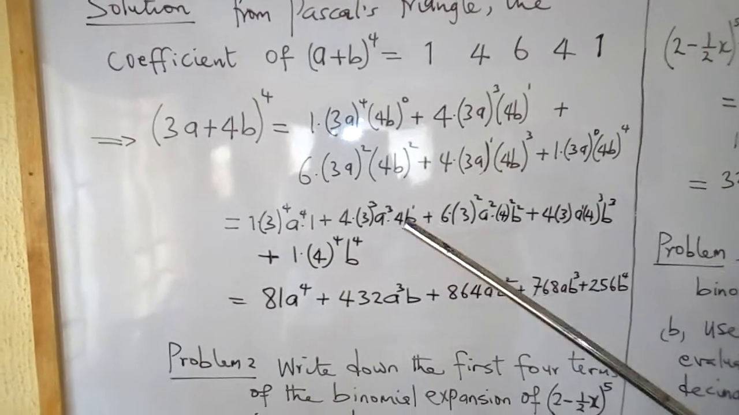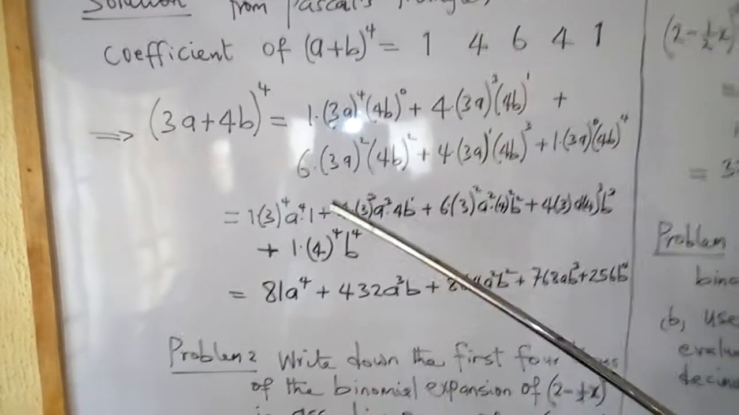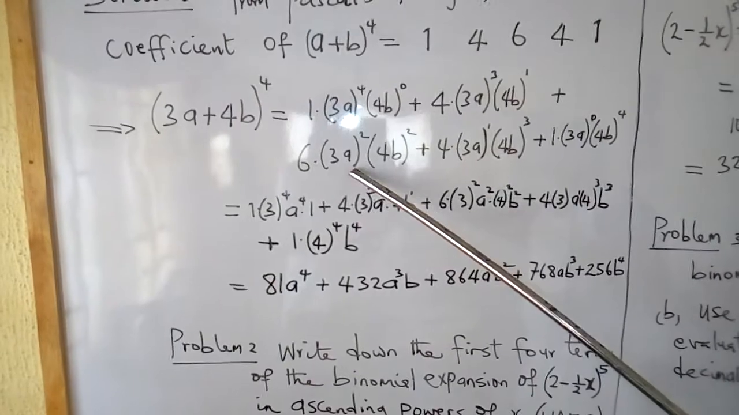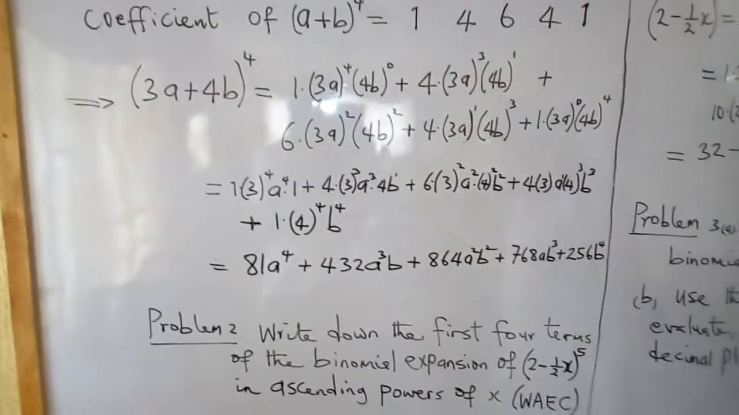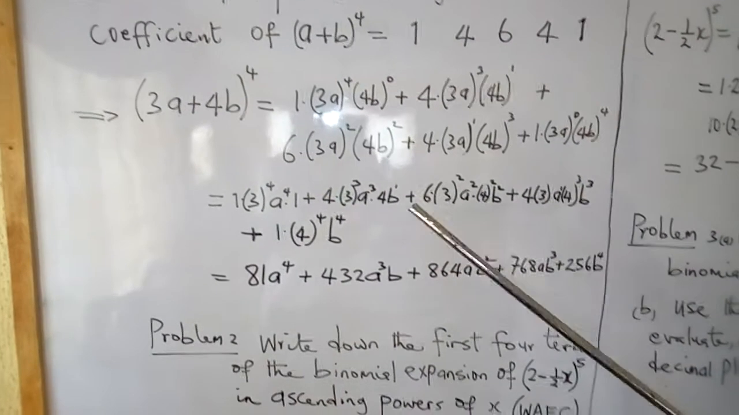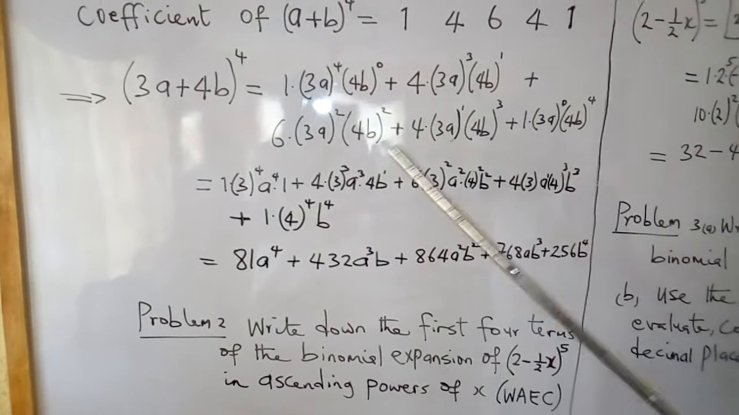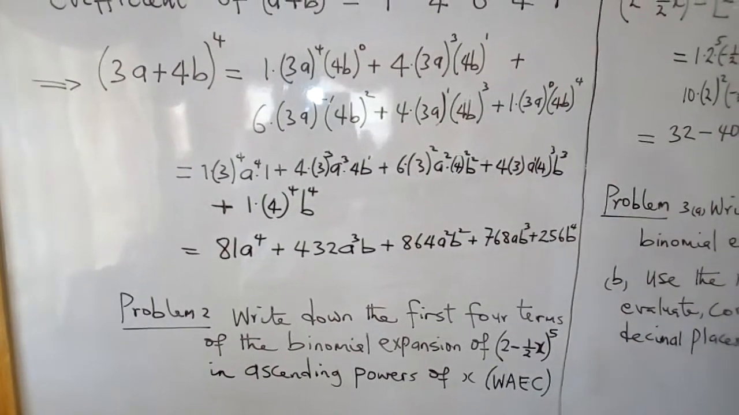The third term, the coefficient there is 6. The first term, 3a, is now decreasing from 3 to 2, so we now have (3a) raised to power 2. And the second term, 4b, is increasing from 1 to 2, so it is now (4b) raised to power 2.